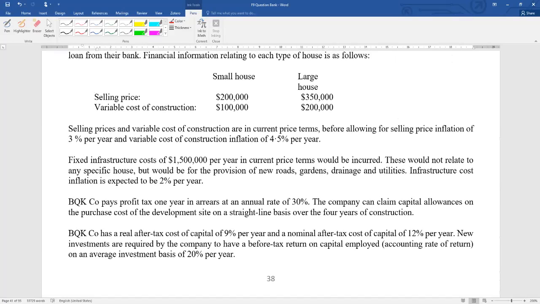Page 38, just a minute. Page 38. BQK, yes. Okay, then present through Excel.